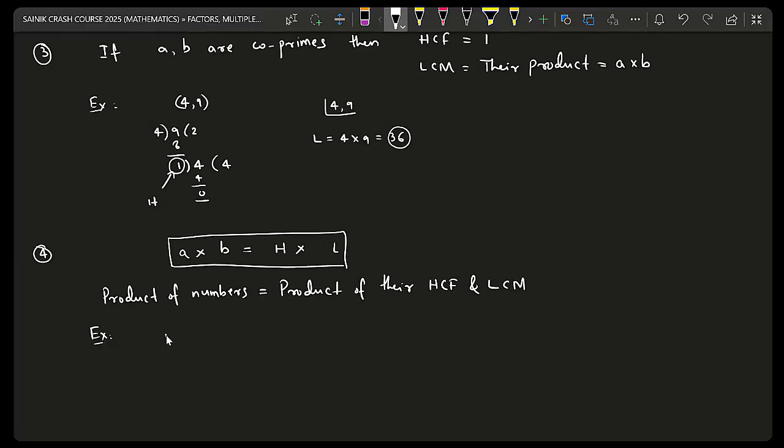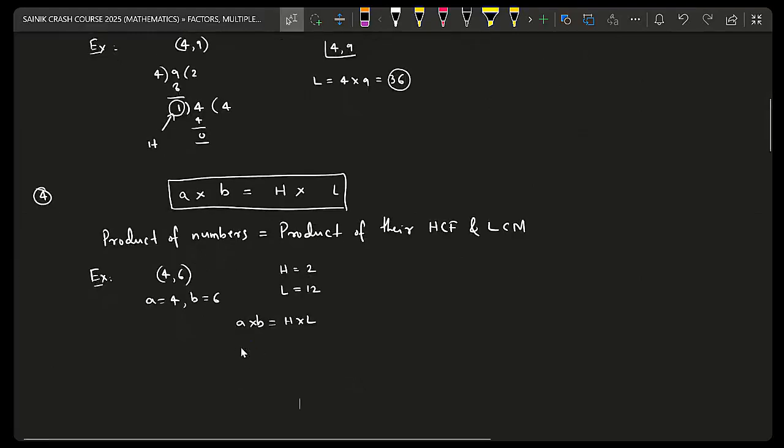Let's take a simple example. Already for 4 and 6 we have taken. So we say A is equal to 4 and B is equal to 6. Already we calculated HCF: we got 2, and LCM we got 12. So let us check whether this is working or not. Let's write A into B is equal to H into L. Is this correct or not? I'm just checking. A, let us substitute 4. B, let us substitute 6. H is 2 and L is 12. So let us check. 4 into 6 is 24. 2 into 12 is 24. So we got LHS equal to RHS.